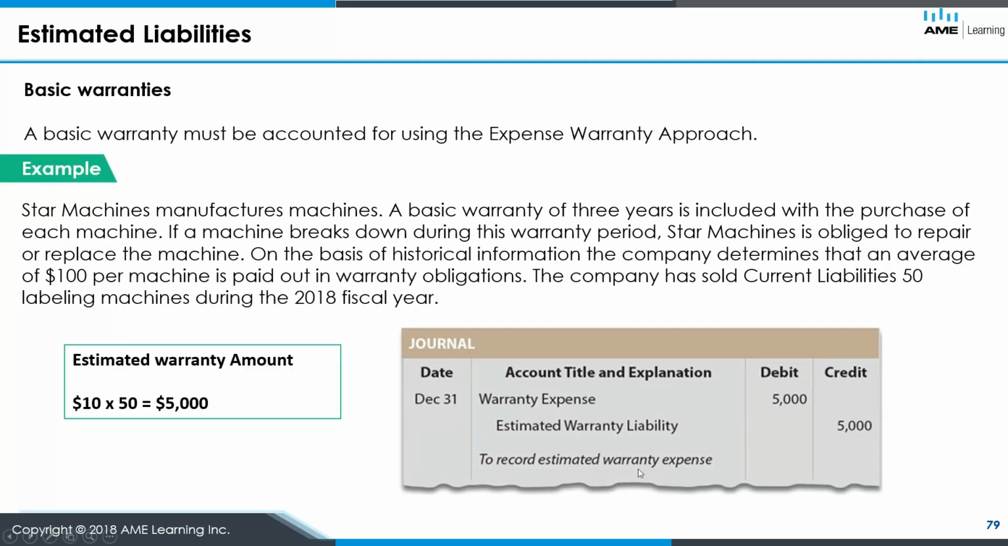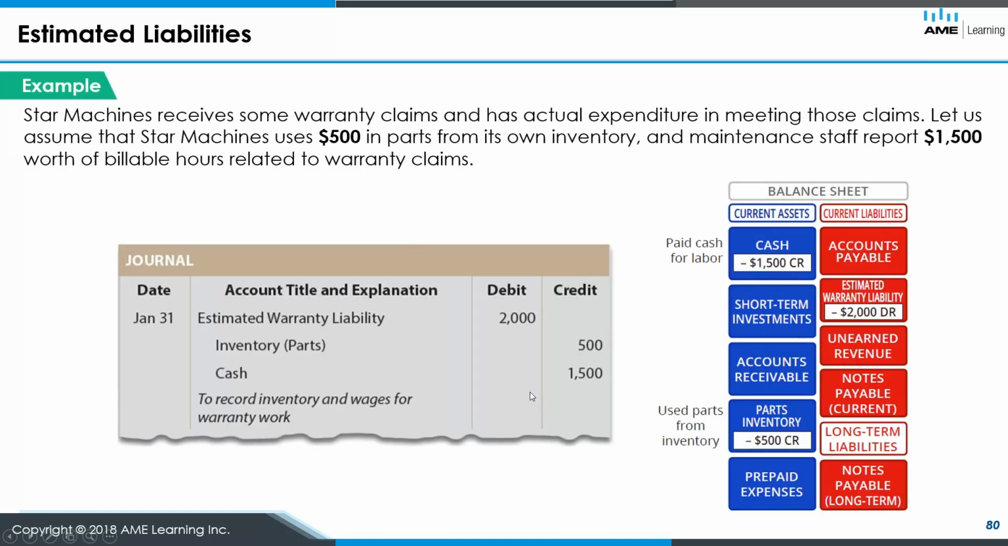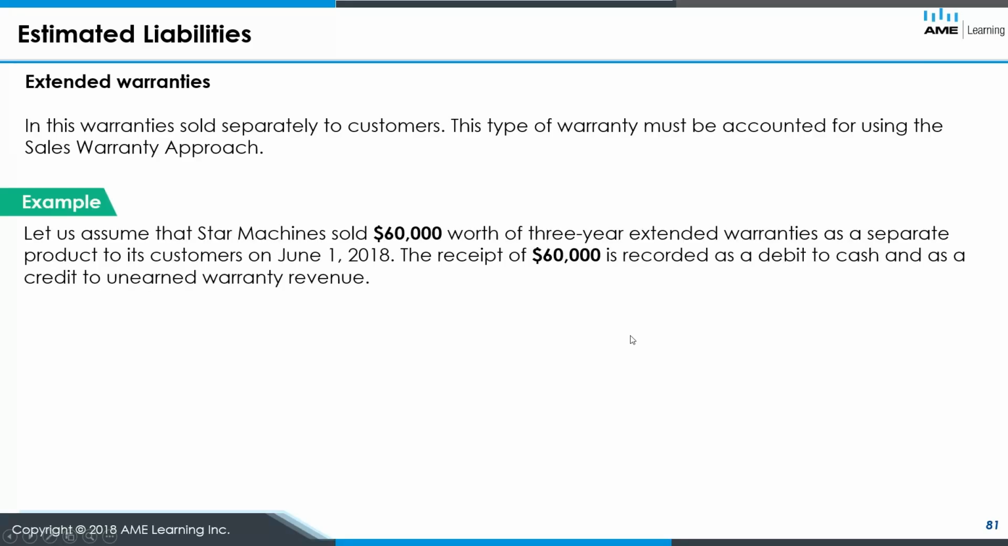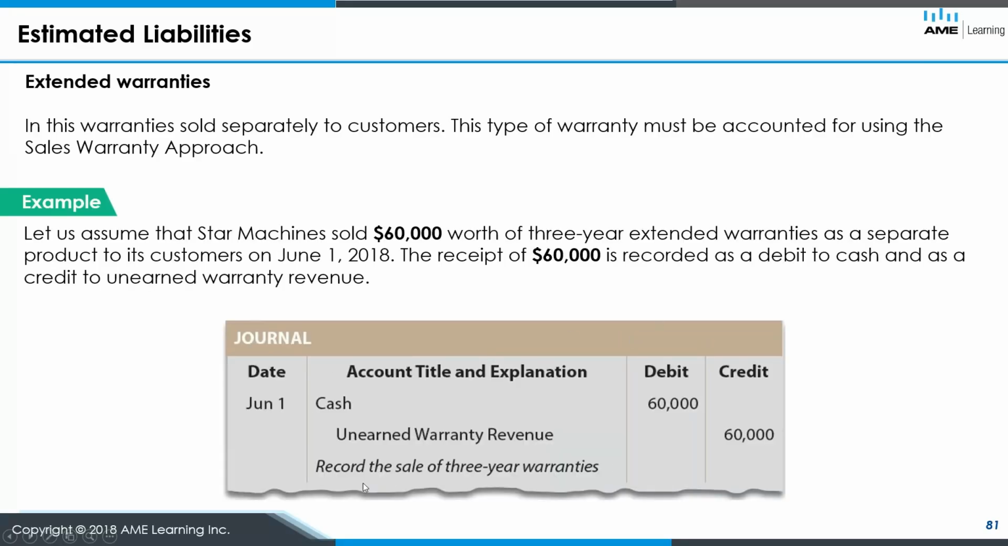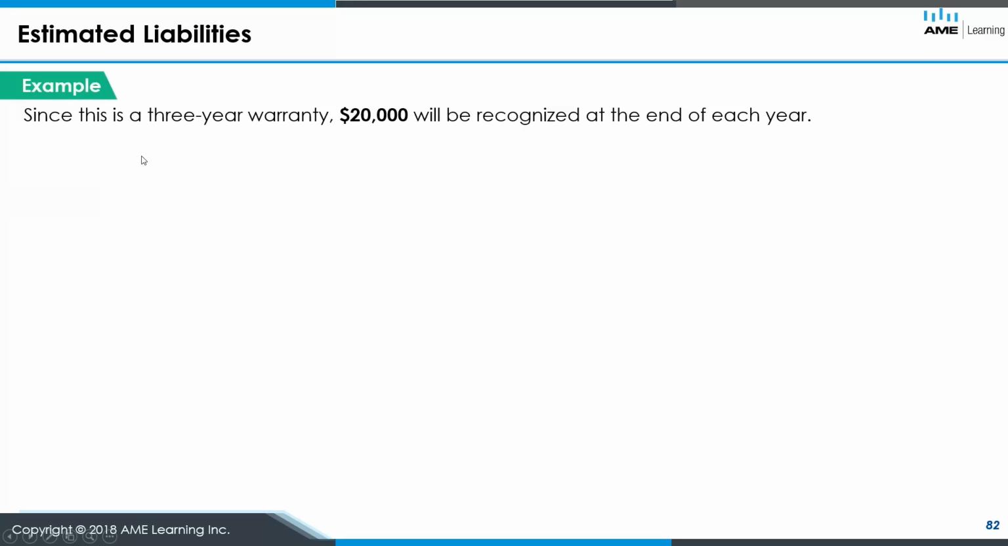The previous one doesn't have any cash receipt associated with it because really it's just included with the price of selling the thing in the first place, whatever the machine is. But when we're doing an extended warranty where they purchase this warranty from us, that's this unearned revenue concept, essentially. We've talked about that a lot. And so then we hold on to that cash.